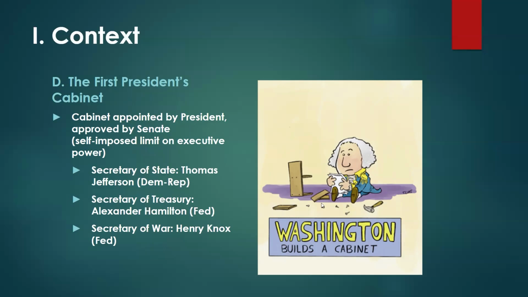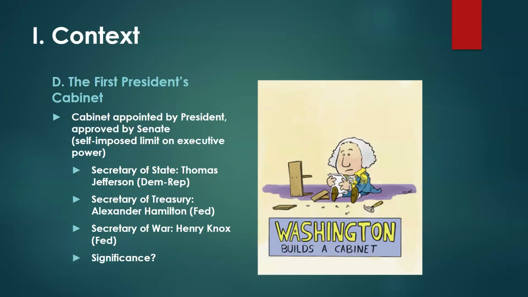Okay, we can see here the people he selected for his cabinet. For his Secretary of State, he chose Thomas Jefferson, who was, of course, the leader of the Democratic Republican Party. By contrast, his Secretary of the Treasury was Alexander Hamilton, head of the Federalist Party. So we see he's very clearly working with both parties there. And then his Secretary of War was Henry Knox, who's a Federalist as well.